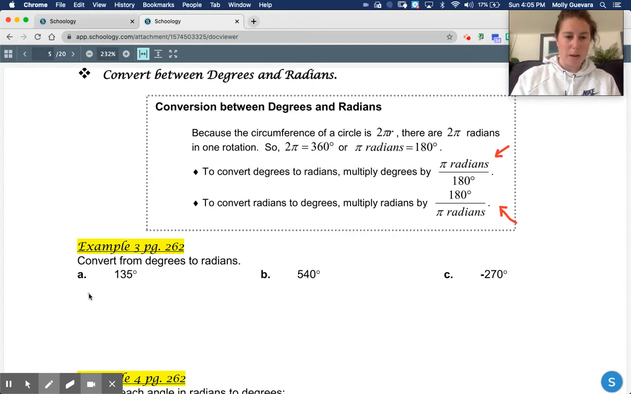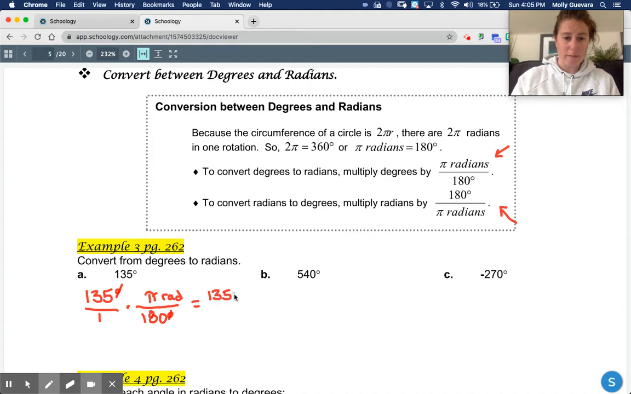We just want to keep in mind that whatever we have, so 135 degrees, we can make it over 1 if that helps you, but you definitely don't have to. And I'm going to multiply it. Because I want degrees to cancel, right? I want this to be radians, so I want the degree to cancel. I'm going to make sure that I have my degree on the bottom so that those guys can cancel. And I know that 180 degrees is the same thing as pi radians. So my degrees cancel, and I can just multiply straight across.